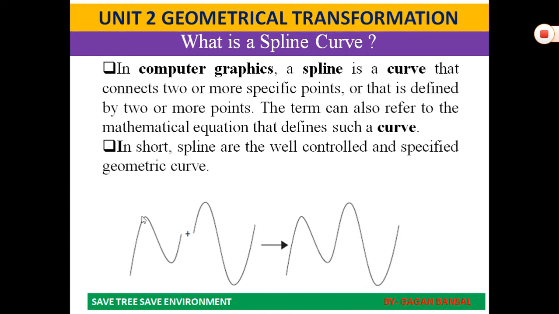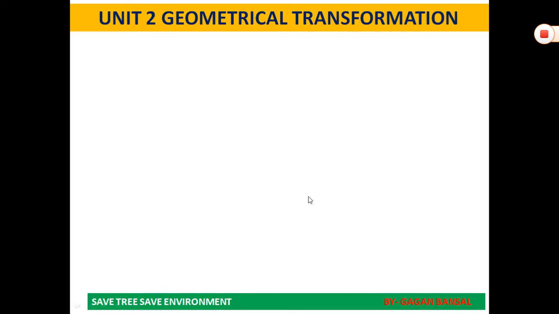So as we say that there are different curves which are joined together to form, say, another curve. So how they are being joined, what are the control points, what is their continuity, what are their axes. So when all these are well defined, it is termed as spline curve. So let's discuss some of its properties one by one.